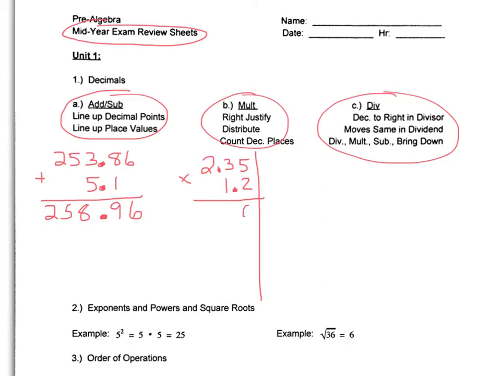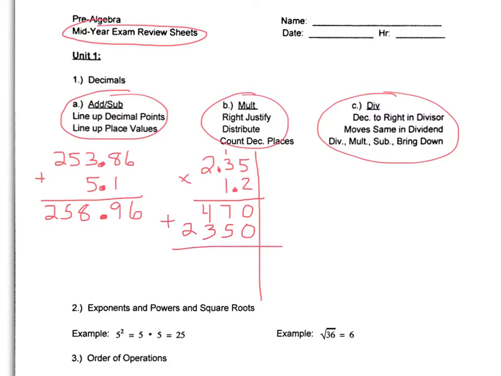2 times 5 is 10. Carry the 1. 2 times 3 is 6, plus that 1 is 7. 2 times 2 is 4. Then you bring down a place value holder. And then next you take the 1 and distribute it. 1 times 5 is 5. 1 times 3 is 3. 1 times 2 is 2. If there were more digits, then you'd add 2 zeros and distribute. Then the next line you'd add 3 zeros, etc.